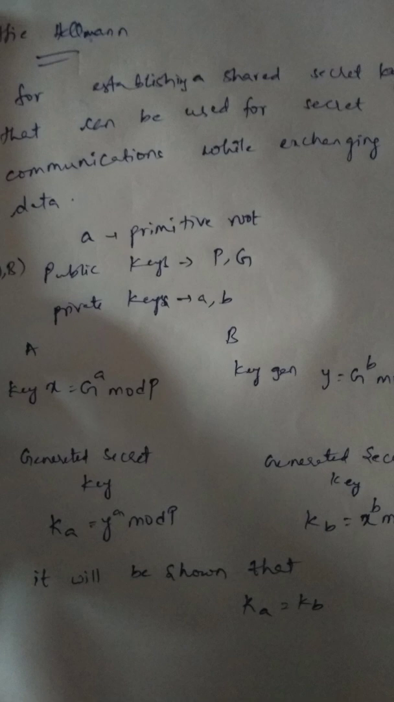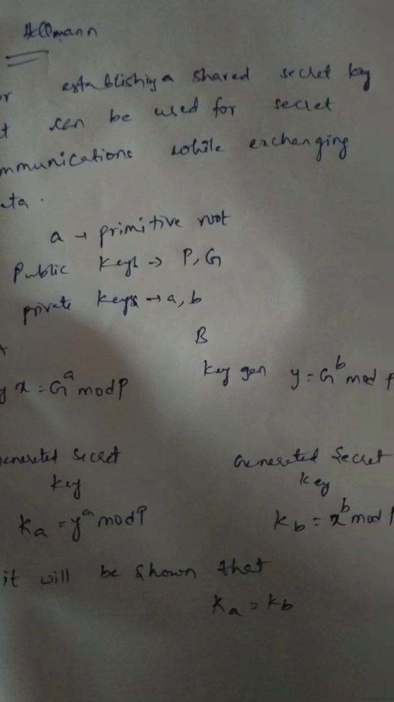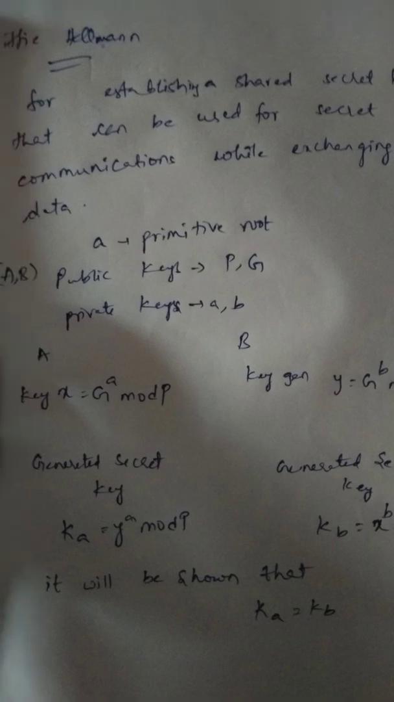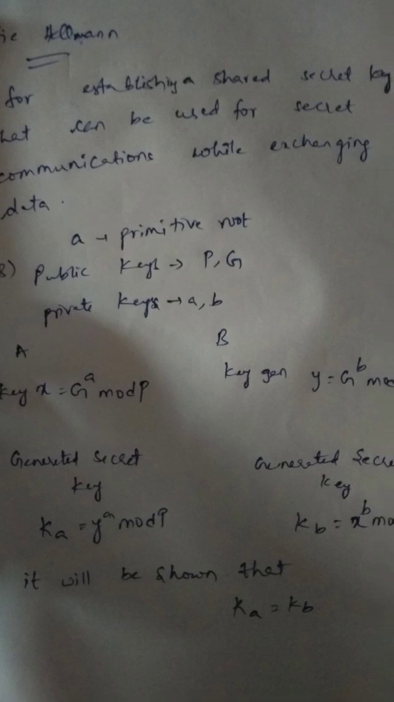Of course, if you have much larger values of small a, b, and capital P, it would be difficult for us to find the output of those values. Even the fastest modern computers cannot compute with the bigger values of a, b and capital P. Such a problem is called the discrete logarithm problem. That's about the discrete logarithm problem.